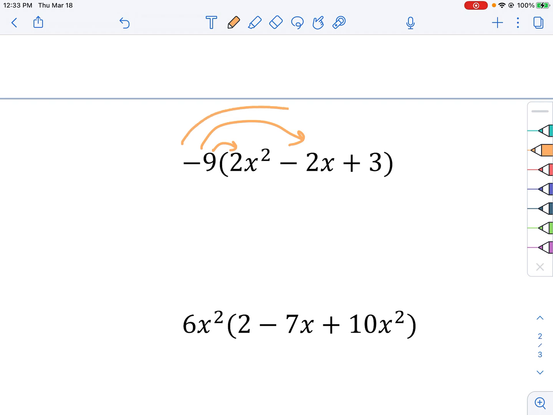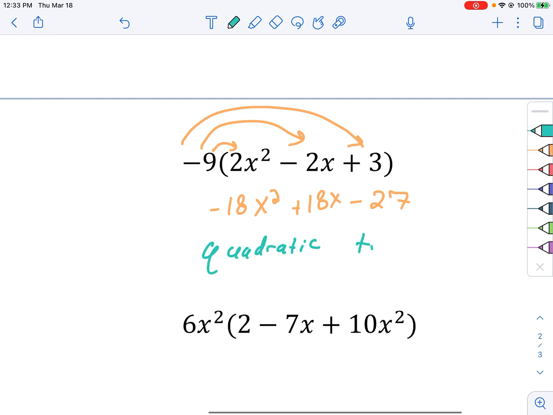Same thing here, distribute this negative 9 to all of these terms would give us negative 18x squared plus 18x minus, that's going to be 27. And then x squared again is the highest power, so quadratic, and there's still 3 terms, so trinomial.